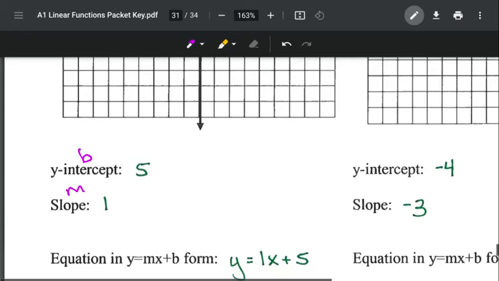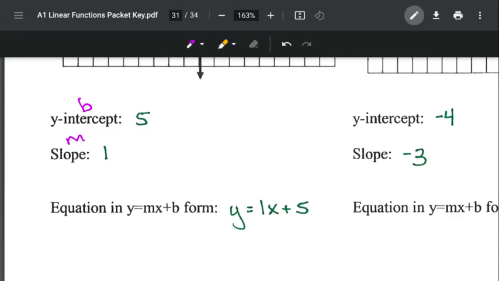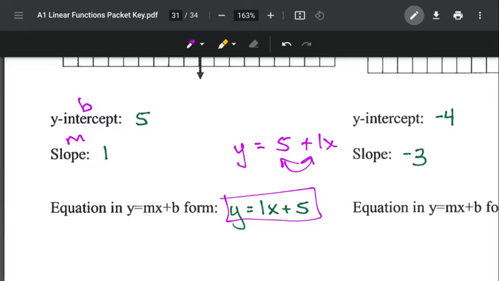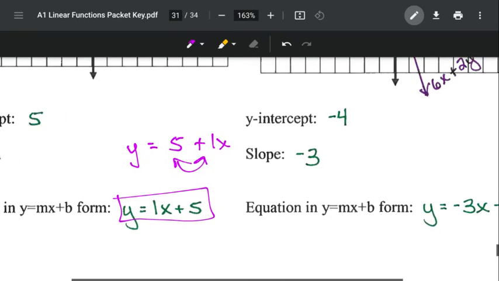Now, what I did was I had solved for y on top. And remember, I got y equals 5 plus 1x. And to put it in y equals mx plus b form, I just switched the order. And that's what I got. What you should do right now is pause the video, try to do letter B, and then after you try, or if you get stuck, come back and check, and I will go over letter B.